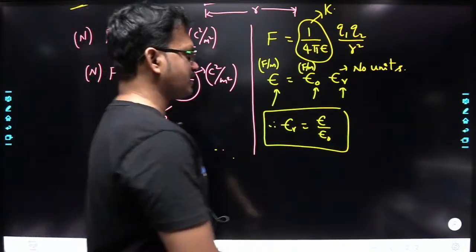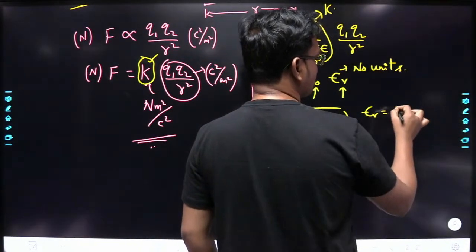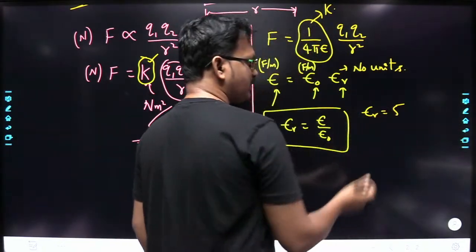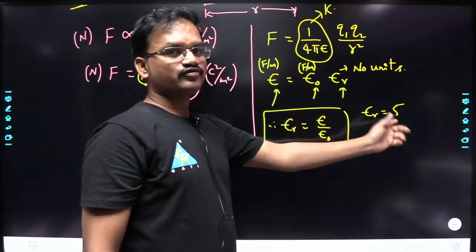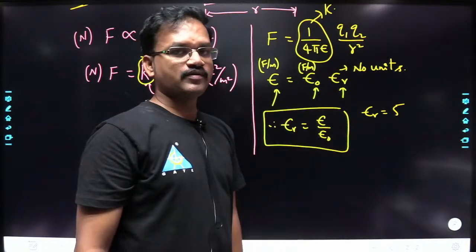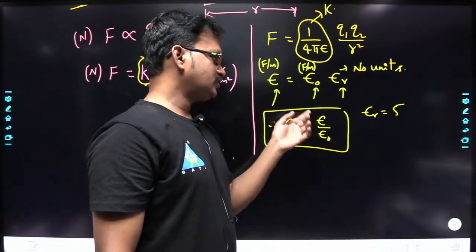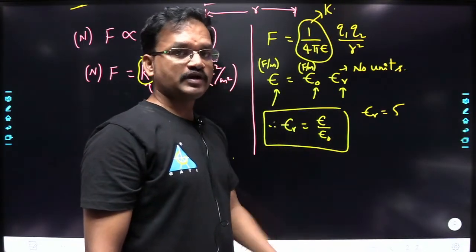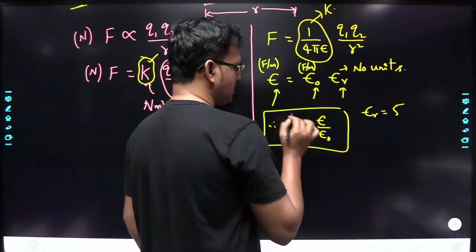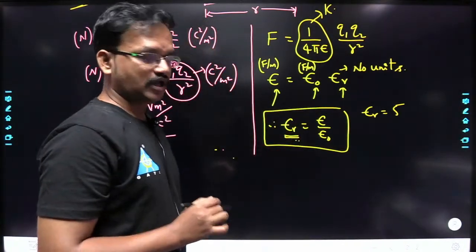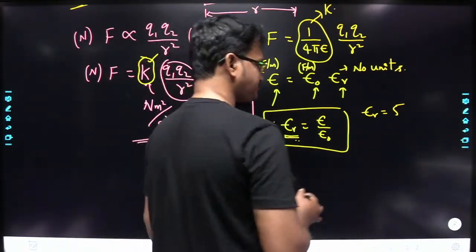Okay. So for example, yesterday I took some examples, like epsilon R is equal to, suppose, 5. So what do you mean by epsilon R is equal to 5? That means for this medium the permittivity is 5 times that of the permittivity of free space. So for any medium we are measuring the permittivity with respect to the permittivity of free space. Since it is a relative measure of permittivity, we call it relative permittivity. Right. Okay.